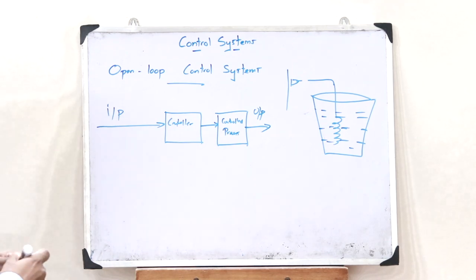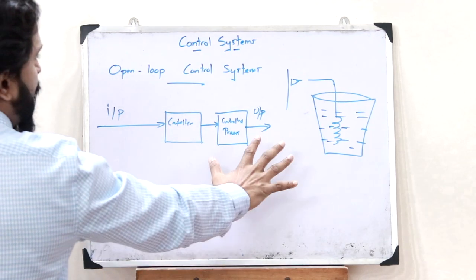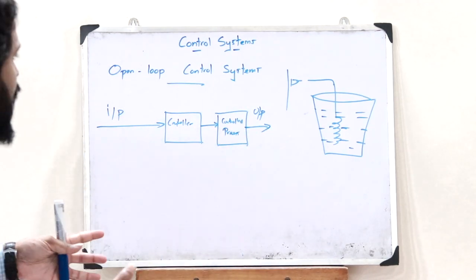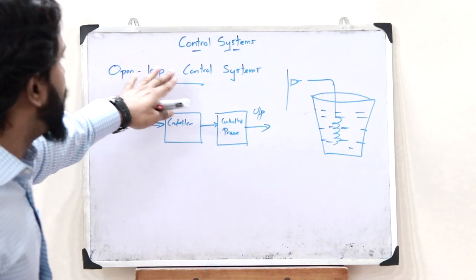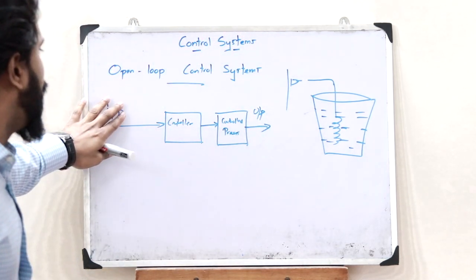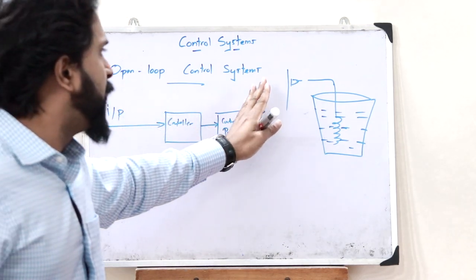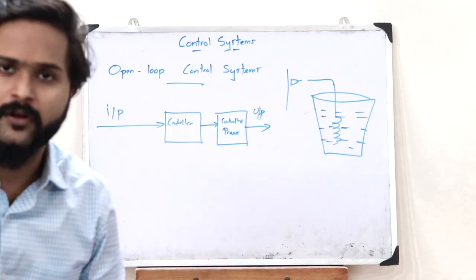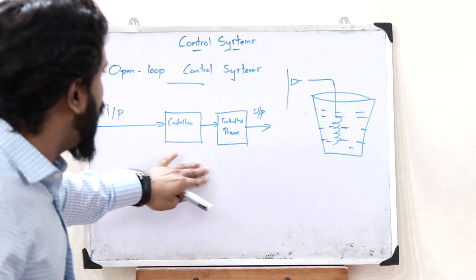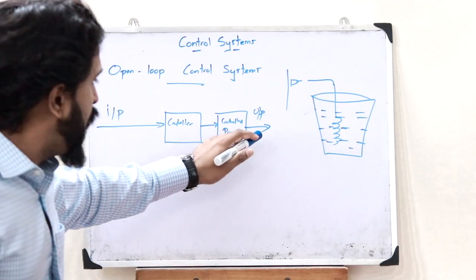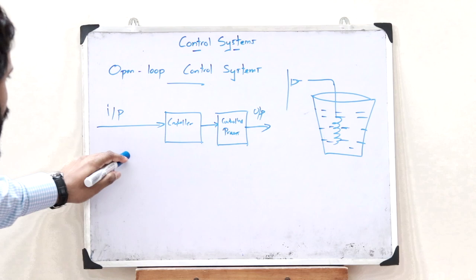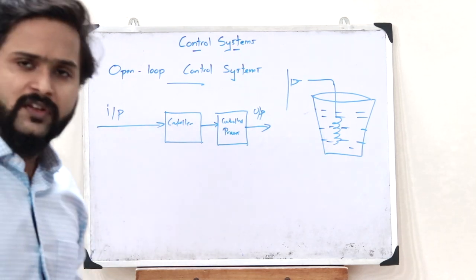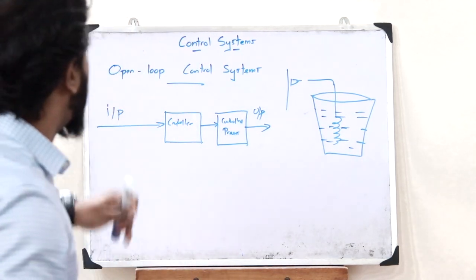So here, what you observe is that the input is independent of the output. All that we observe is that if we increase the input, the output also increases. Or if we just remove this input, we will be completely devoid of this particular output. So here, the input has no connection with the output. That is, there is no feedback provided to the input. So this is what you refer to as an open loop control system.